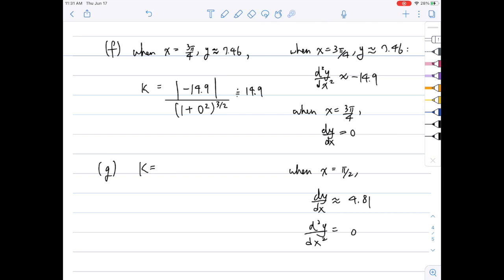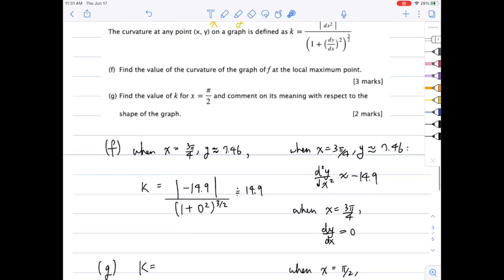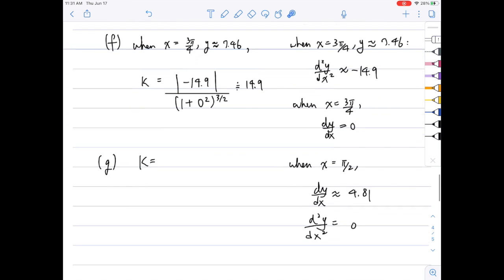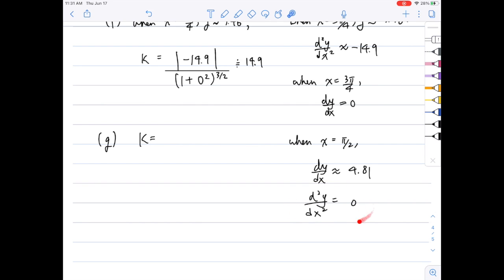If we go back to the curvature formula, we see that we first have to take the absolute value of the second derivative and divide that by all this. The second derivative here has a value of 0, and when we divide by a positive value, we're just going to get 0 back. So the curvature's value here is just 0. And what they want you to do is comment on the results.